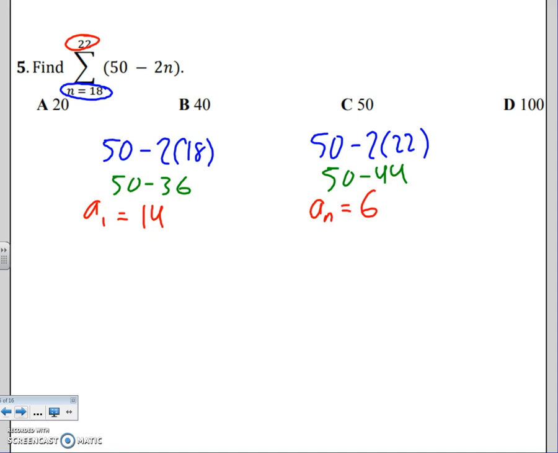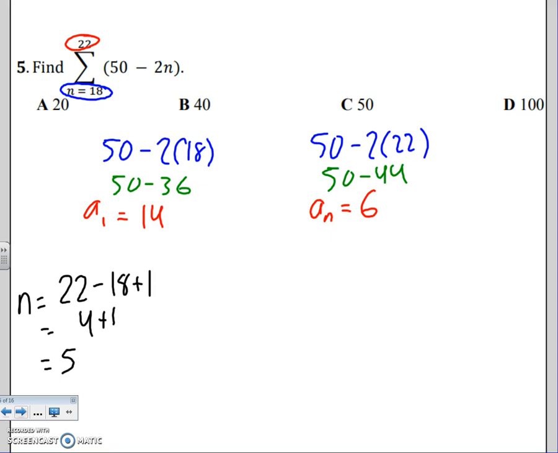We need how many terms there are. Remember to find the number of terms, all I do is subtract the top from the bottom, or bottom from top. So n equals 22 minus 18 plus 1. So that's 4 plus 1. That's 5. There are 5 terms. Now that I have a sub 1, a sub n, and n, I can fill in this sum formula.